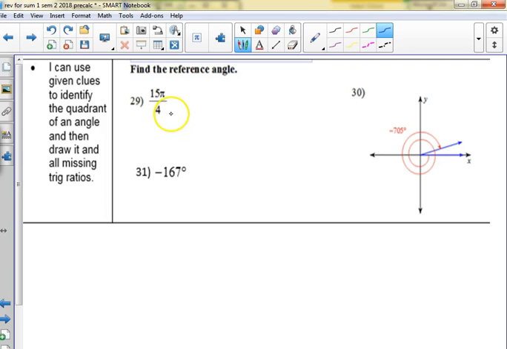Last little section here, find the reference angle. We could also talk about quadrants, but guys, does anybody know right away by looking at this what the reference angle is? Nobody's got a guess? Yeah, but we need it in radians, so it's just pi over 4, okay? It's just pi over 4, but most of you probably would have changed it to degrees.